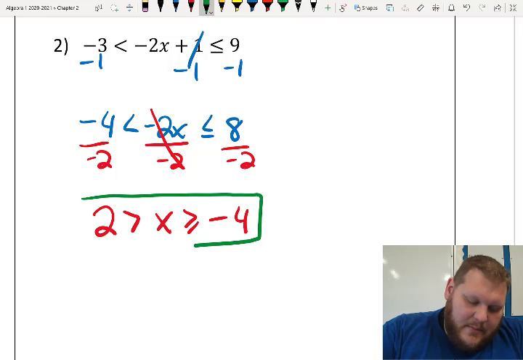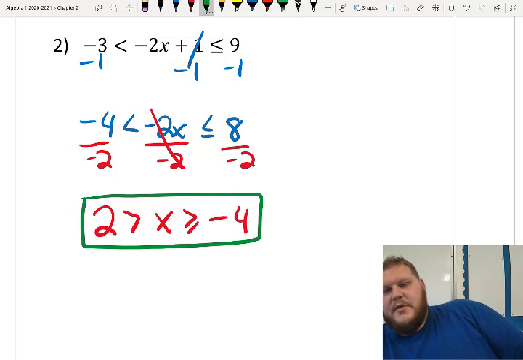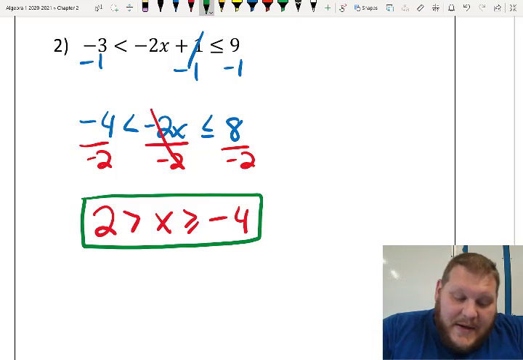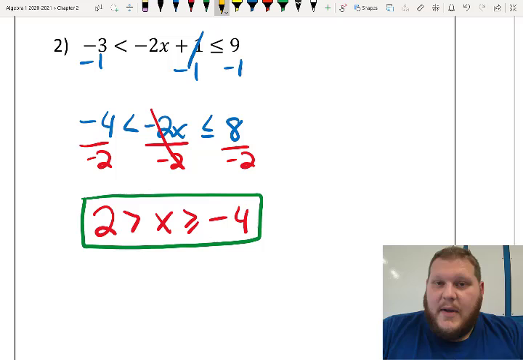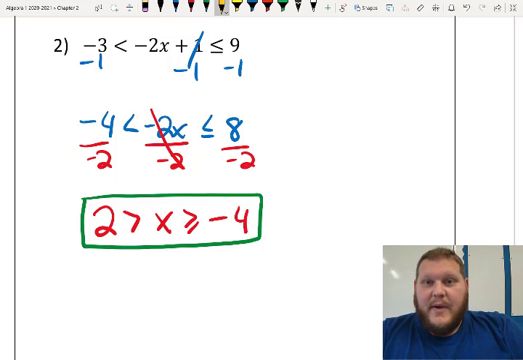And that is my answer there. Positive 2 is greater than x is greater than or equal to negative 4. Which makes sense because if you look at it in terms of the number line, my x values are between negative 4 and positive 2.